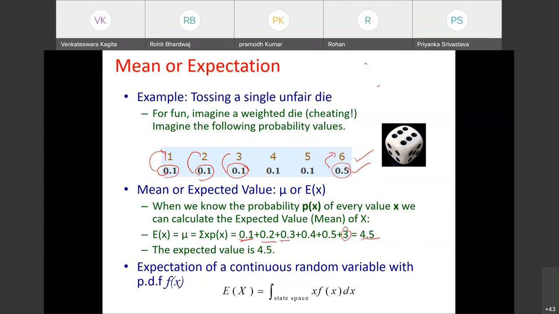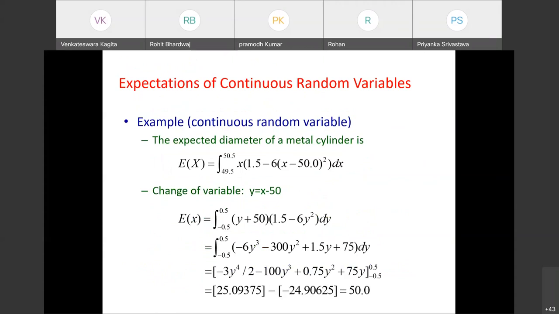Similarly, the expectation of a continuous random variable with probability density function f of x is the integral over the state space of x times f of x dx. Let's see an example: what is the expected diameter of a metal cylinder? The metal cylinder diameter takes different values between 49.5 and 50.5. So this is the integral from 49.5 to 50.5, which is the state space. For any value outside this interval, it is zero. And we integrate x times f of x dx. If you solve this, you would get the mean as 50.